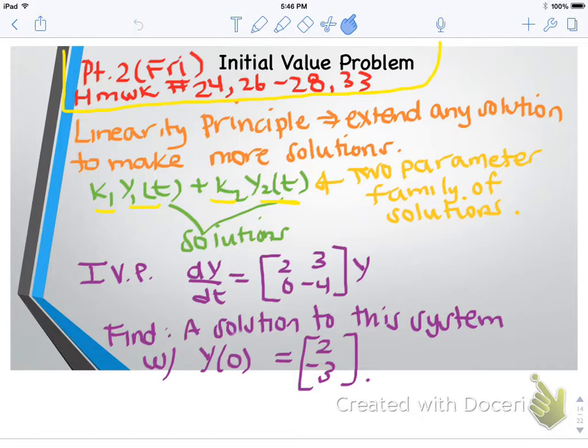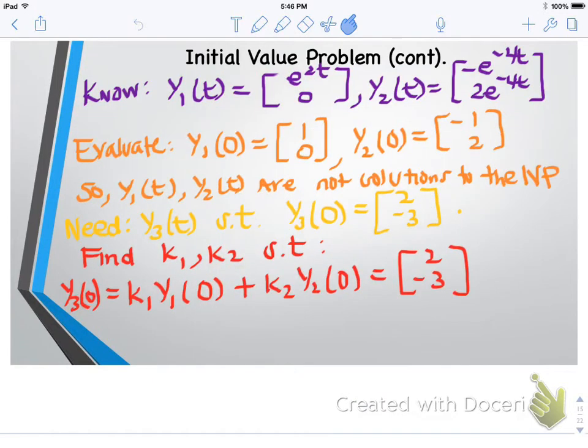And so now let's bring in initial value. Let's say we have an initial condition and we want to find the solution to the system with the given initial condition. In this example, we're going to use the same constant coefficient matrix A that we used in the last example in the last slides. And now we want to find a solution to this system where y of 0 is equal to the vector 2, negative 3.